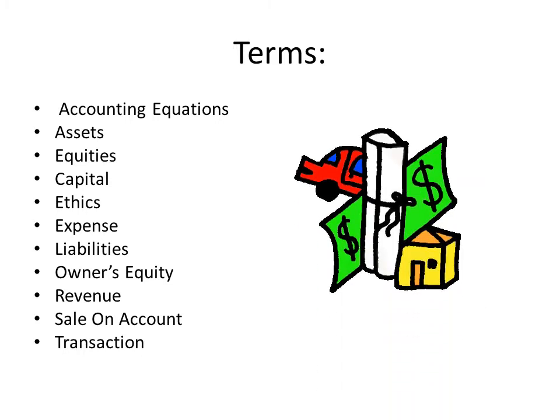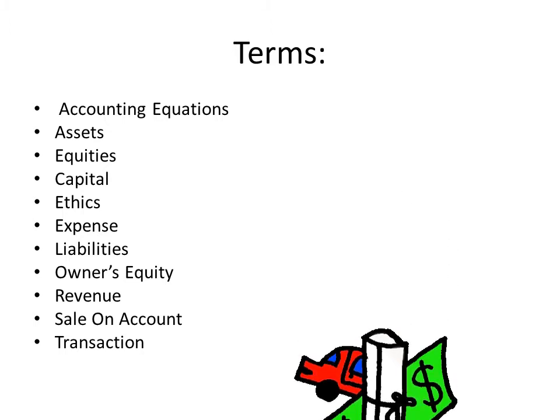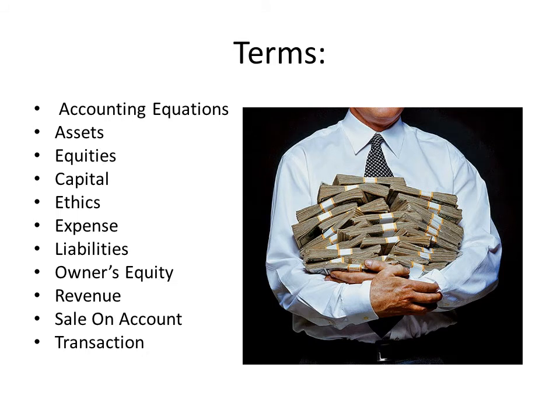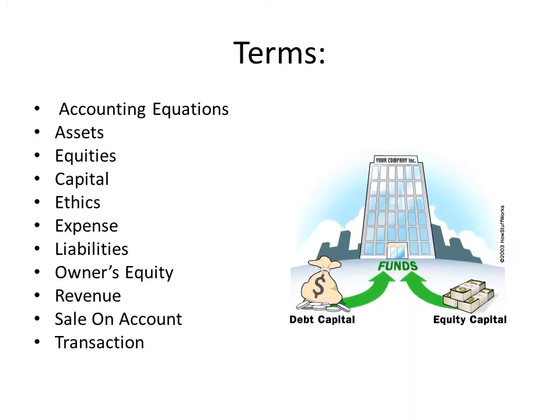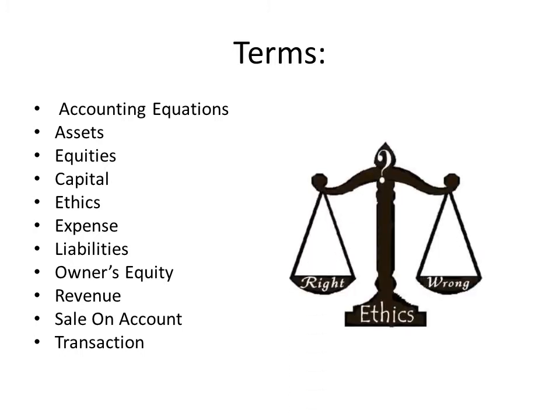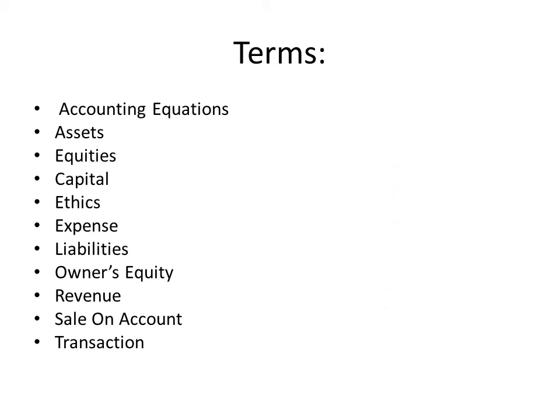Assets. Assets are anything of value that is owned and can be turned to cash. Equities is our next term, and that is the financial rights to the assets of a business. Capital is the account used to summarize the owner's equity in a business. Ethics is the principles of right and wrong that guide an individual in making decisions.